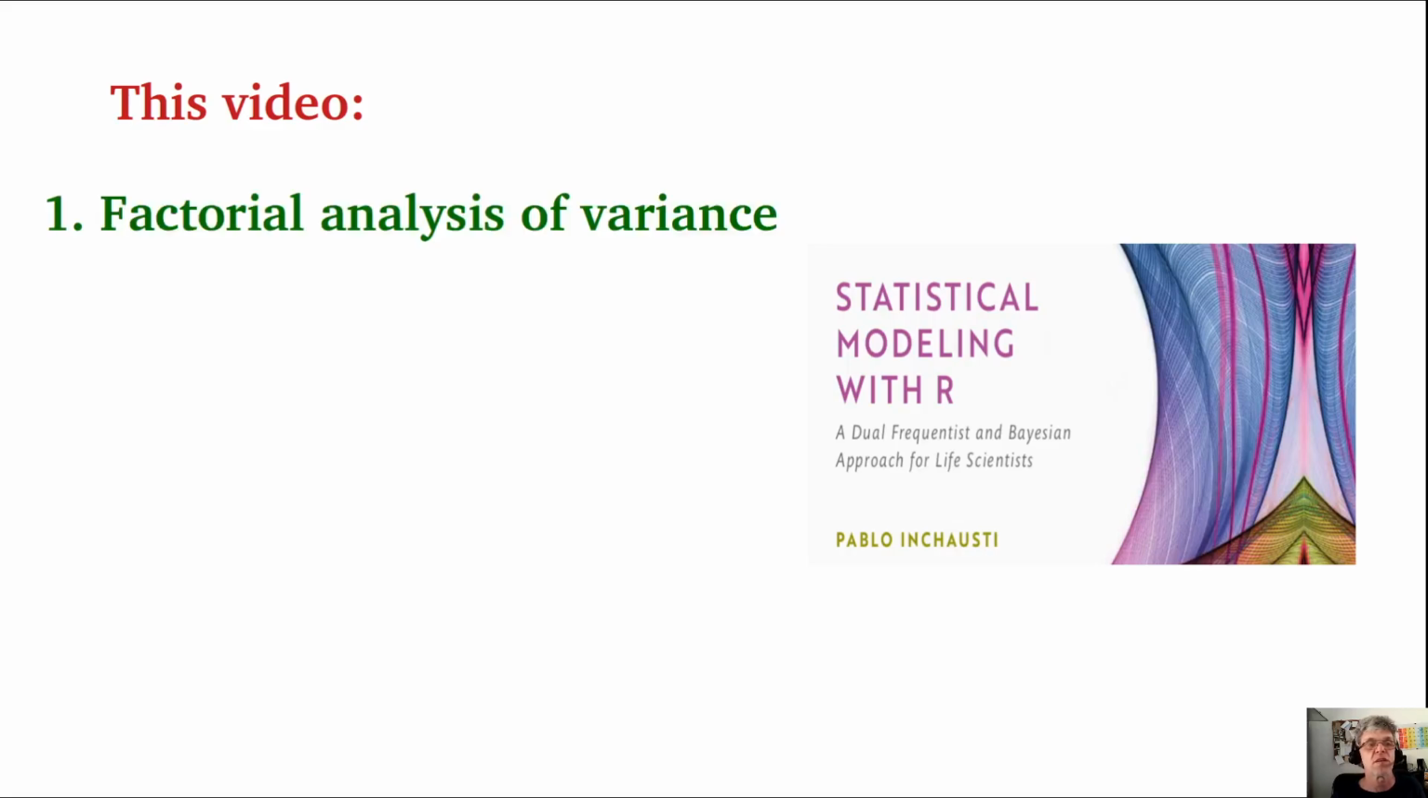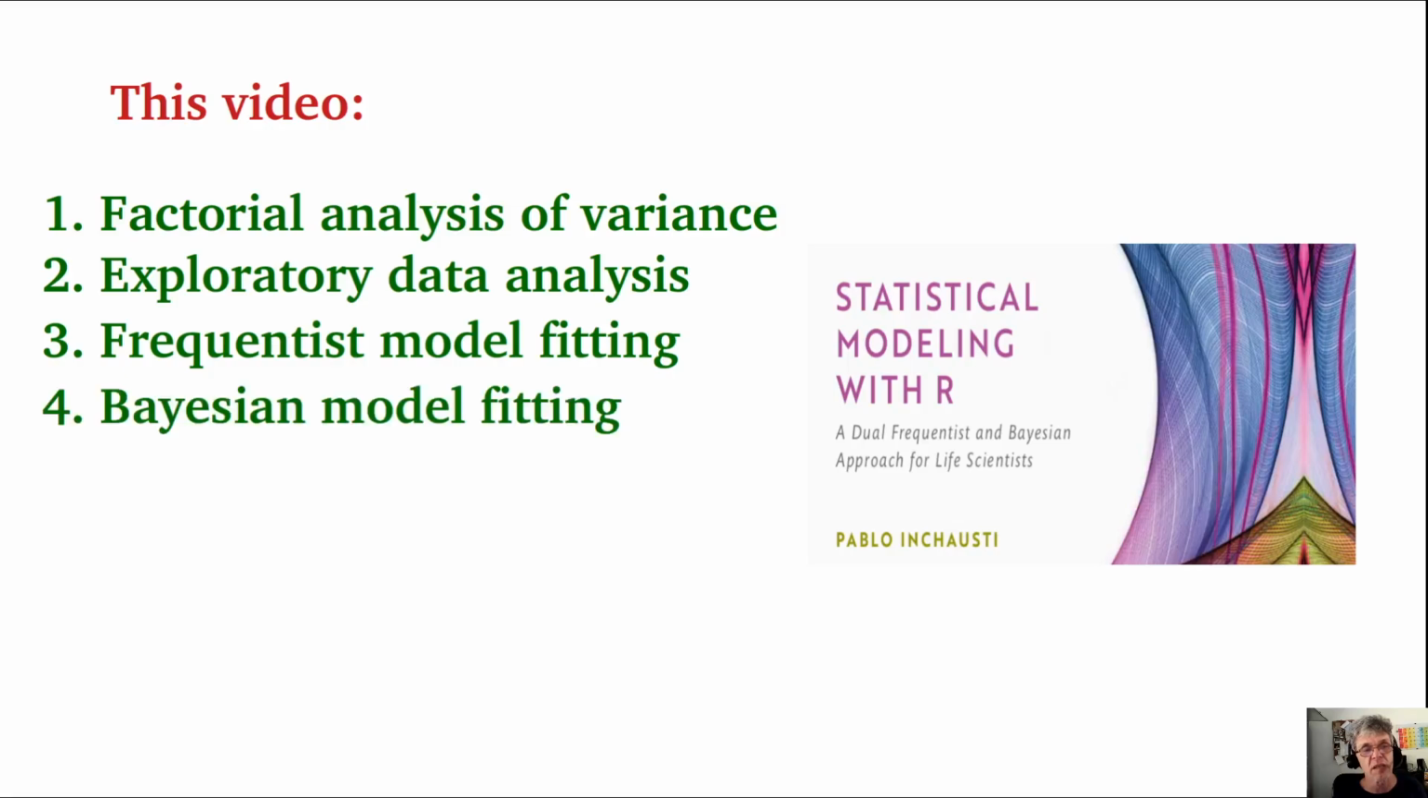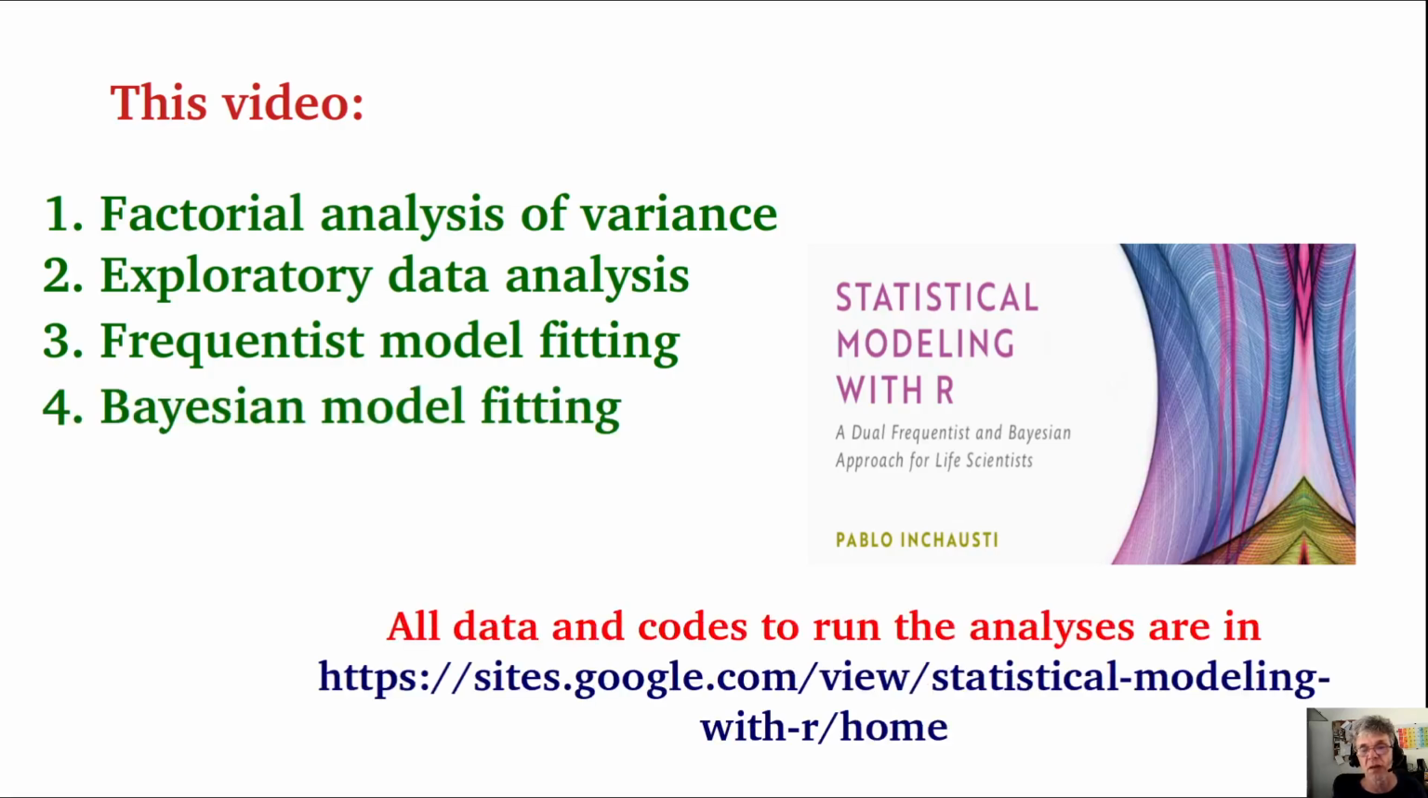So this concludes this video, in which I explained the factorial analysis of variance. Further details can be seen in the book. This is just an illustration, a shortcut if you wish, for reading the corresponding chapter. We did an exploratory data analysis, the frequentist model fitting, and the Bayesian fitting, and the code is all here.